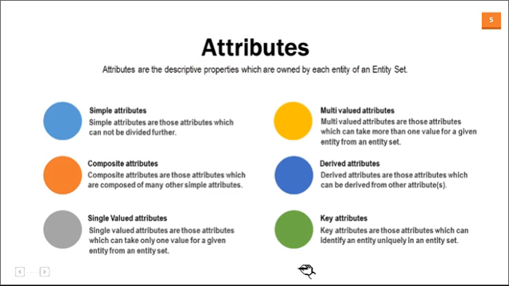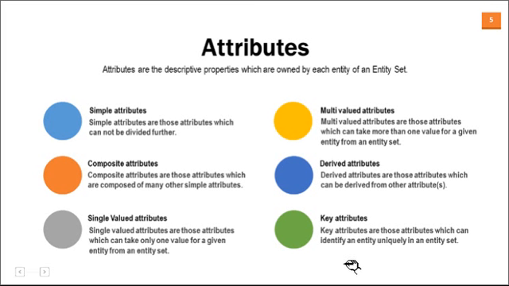Next, we have the number of types of attributes. We have simple attribute, composite attribute, single valued attribute, multi-valued attribute, derived attribute, and key attributes. First, I'll discuss simple attribute. Simple attributes are those attributes which cannot be further divided.